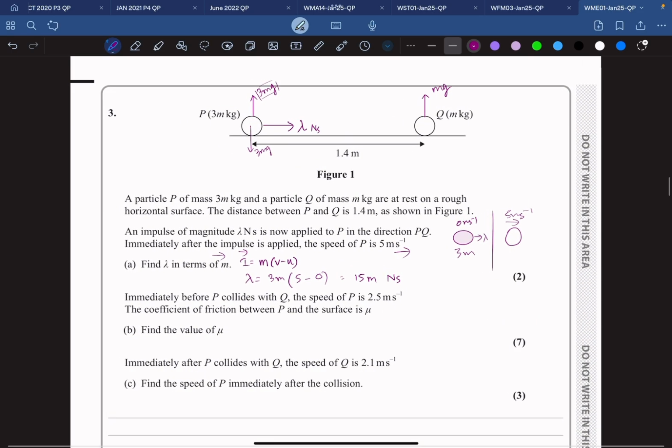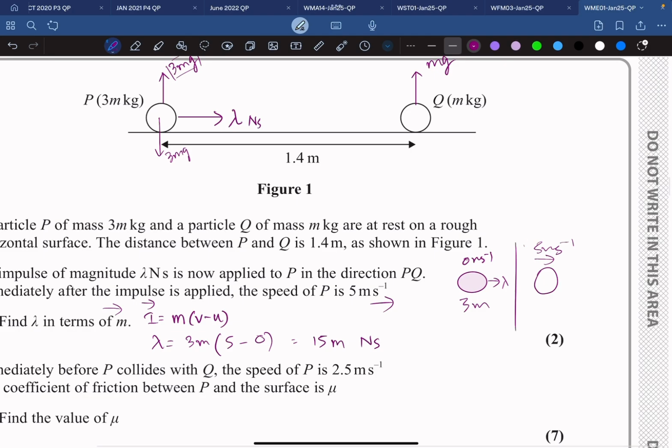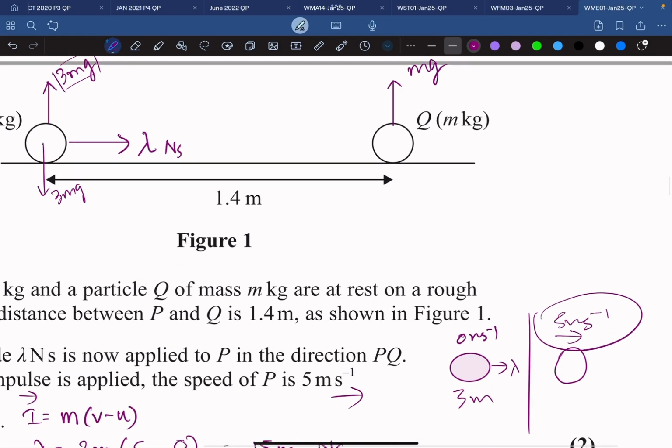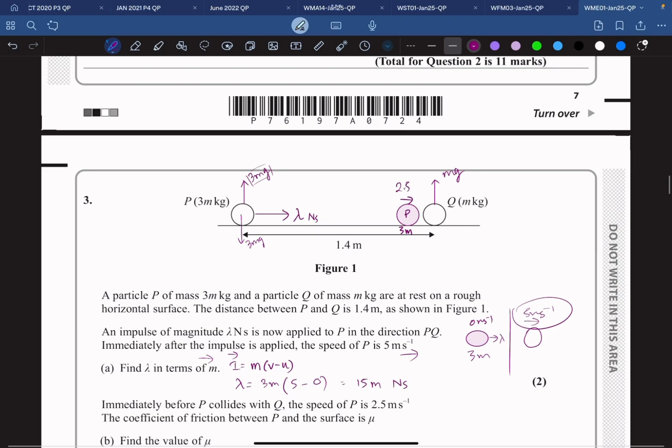Immediately before P collides with Q, the speed of P is 2.5 meters per second. You see how P was moving with a speed of 5 meters per second, and then it decelerated because we're on a rough horizontal ground. It decelerated all the way to 2.5 meters per second just before it hit Q. So it essentially hits Q with a speed of 2.5 meters per second. So you have P here with mass 3m, and it hits Q with 2.5 meters per second.